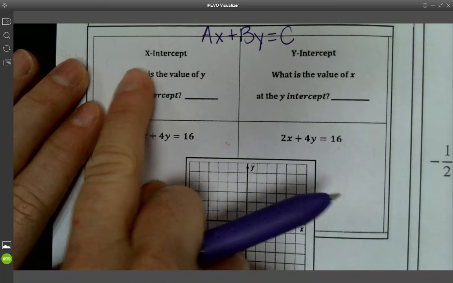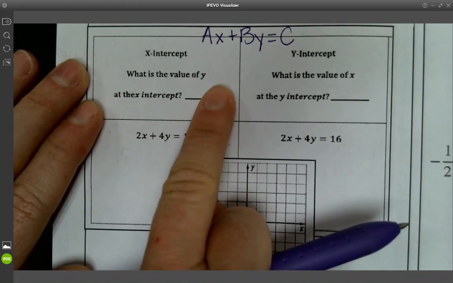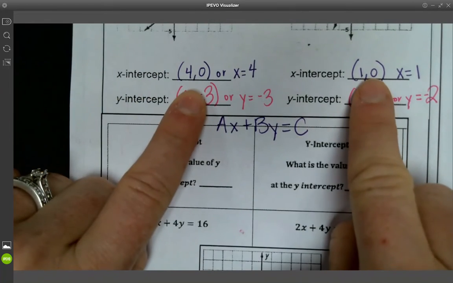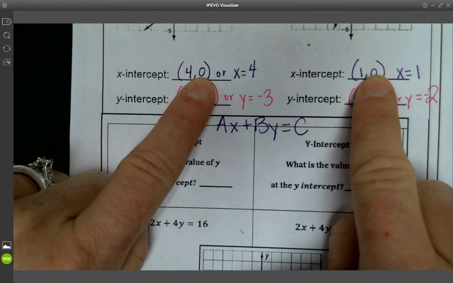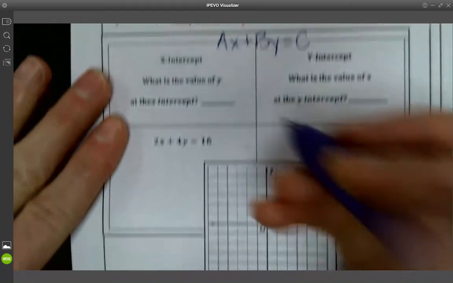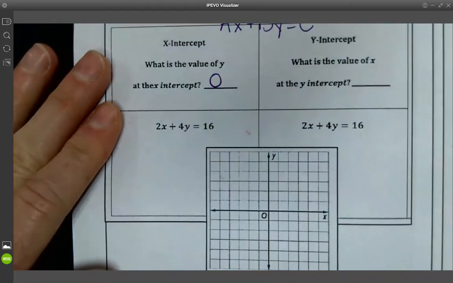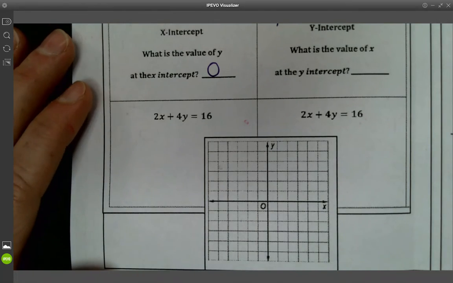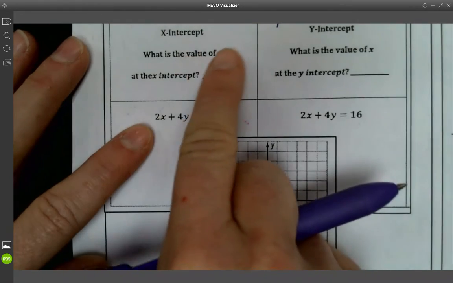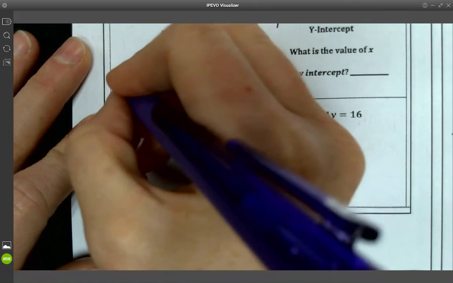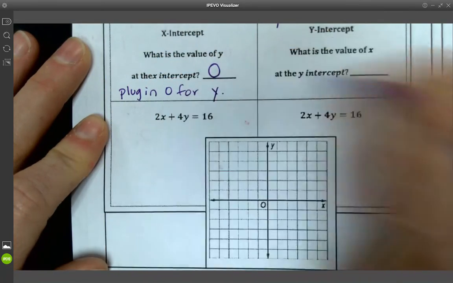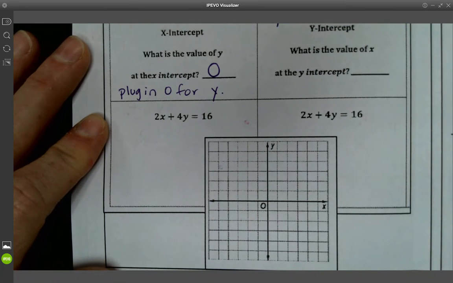It says, for the x-intercept, what is the value of y at the x-intercept? So you look at both of these x-intercepts, the y value is 0. And that is always the case. So we are going to substitute in, plug in 0 for y and solve for x.